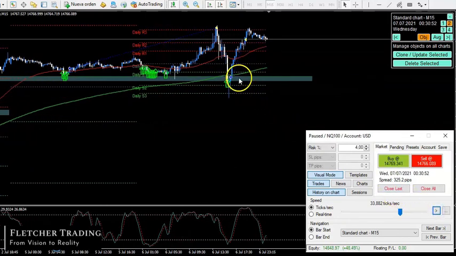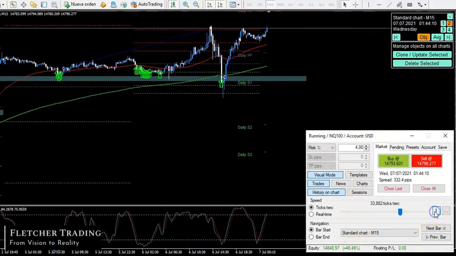Okay, and just like that we've been taken out of the position. So the account is now up just under 50%, and we're going to continue again.